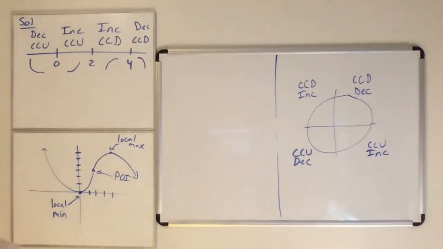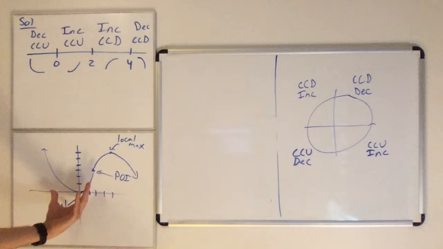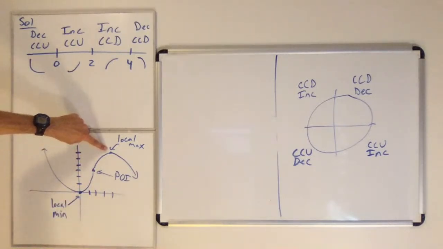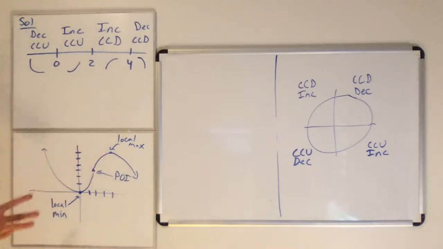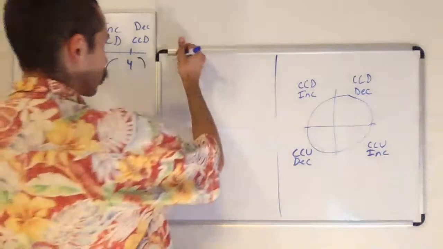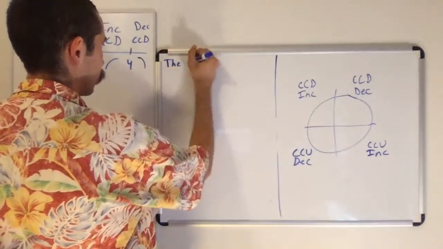Something to notice, and we'll write this as a result: we have a local min when we're concave up, and we have a local max when we're concave down. And that's always going to be the case. So this is called the second derivative test.